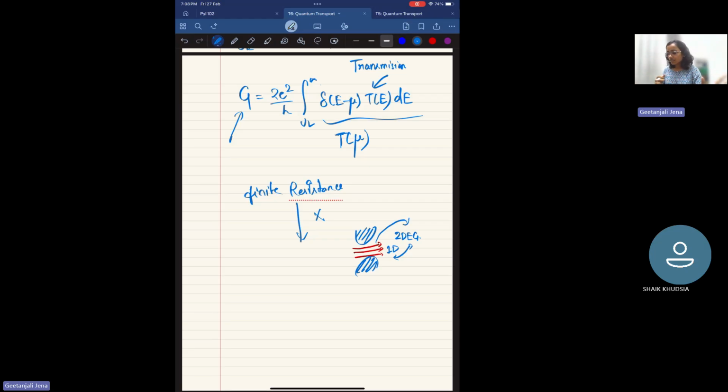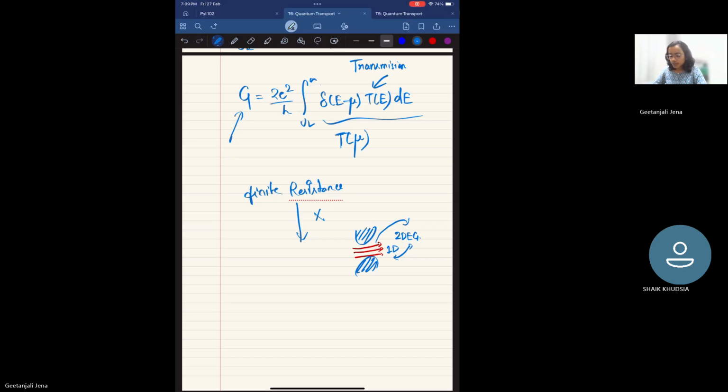So in 1D, in the channel, there is no scattering happening. But when it enters this 2D electron gas, then there will be scattering. And because of that scattering, we'll see a finite resistance, which we also call the contact resistance. We'll see the expression in detail.